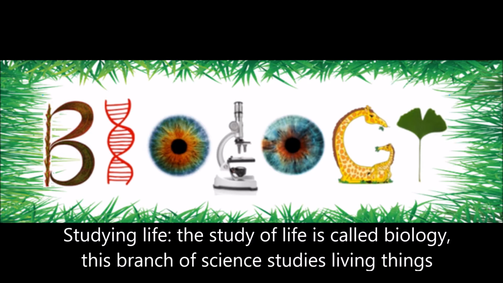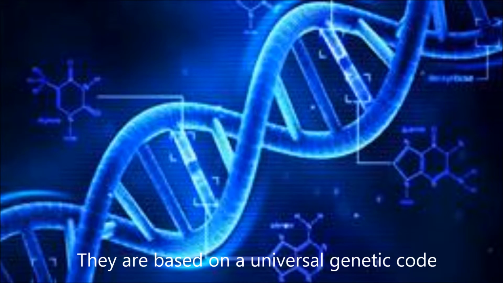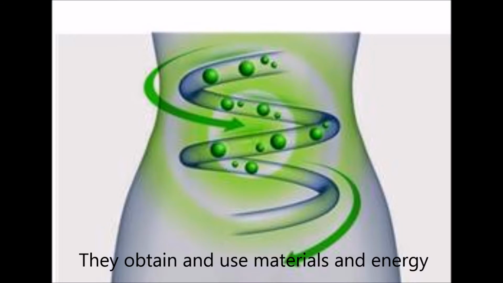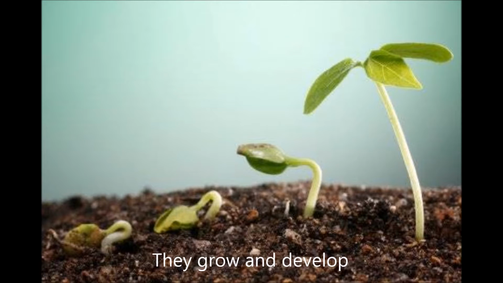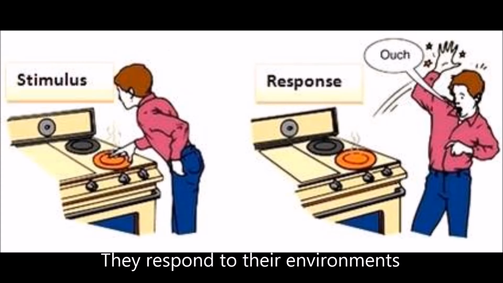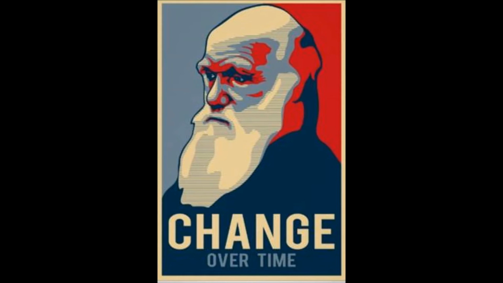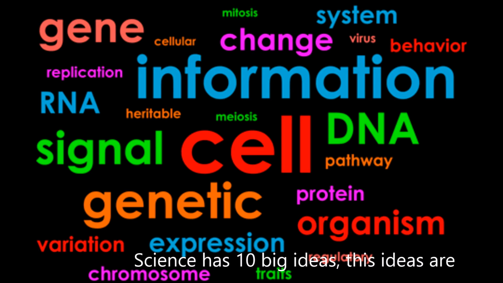Studying life. The study of life is called biology. This branch of science studies living things and their main characteristics. They are made of basic units called cells. They are based on a universal genetic code. They obtain and use materials and energy. They grow and develop. They reproduce. They respond to their environments. They maintain a stable internal environment and they change over time.